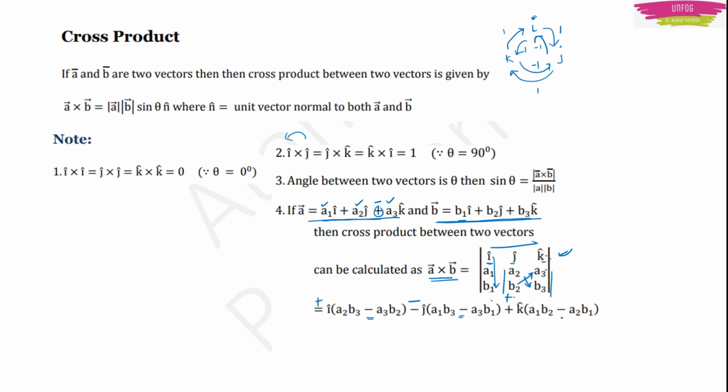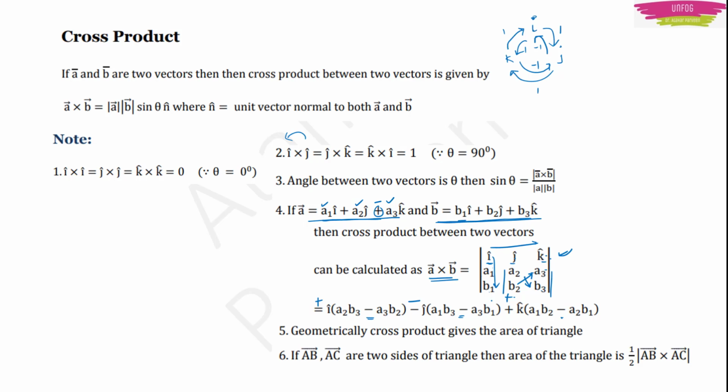Okay. Now another point which I told you was that geometrically, cross product gives you the area of a parallelogram. I said either parallelogram or triangle, because a triangle is half of that parallelogram, right? If you want to find the area of a triangle, then you use half of the magnitude of AB cross AC. Okay, if AB and AC are the two sides of the triangle, then you can use this formula. If you want to find the area of the parallelogram, then don't write that half. That's it.